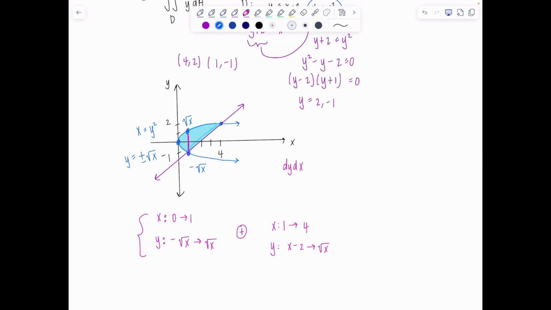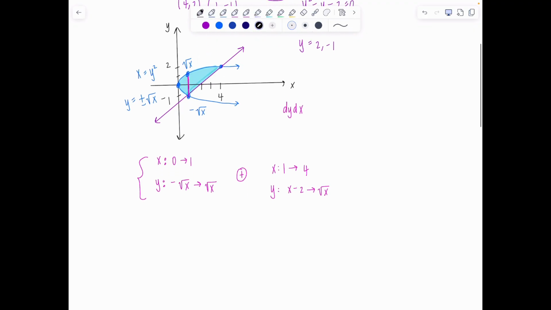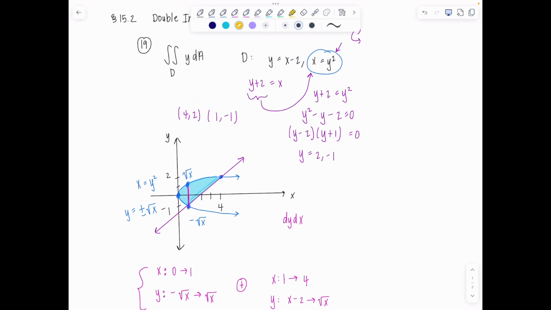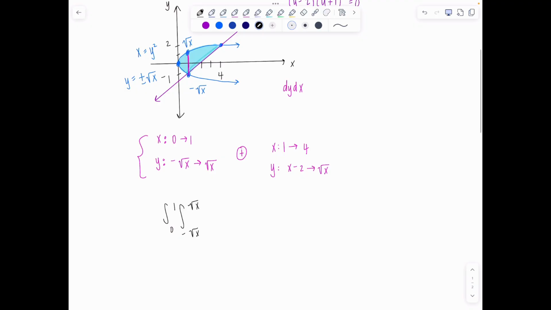Good? Okay, so then let's actually write up the integral. We have double integral. So we'll go 0 to 1, negative root x to root x. What's the function we're integrating? y. So just write it down for now. We're not going to do this one, though. This is the nastier one. y, and then it's dy dx, right? So these limits are for x.